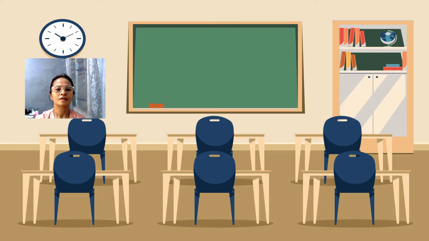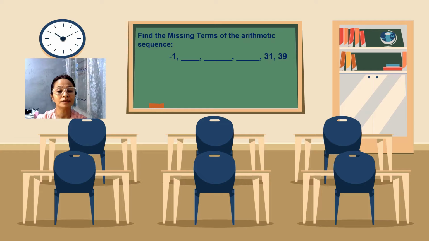Let us consider this situation. Find the missing terms of the arithmetic sequence: -1, blank, blank, 31, and 39. So how are we going to solve this? First, we will find the common difference because it is stated that this sequence is an arithmetic sequence. All arithmetic sequences have a common difference. We will use 39 minus 31. So the common difference is 8.